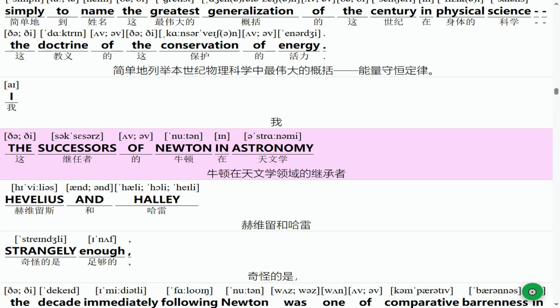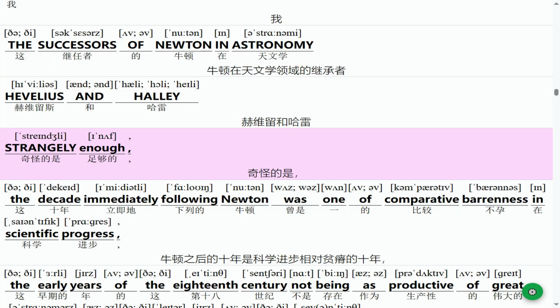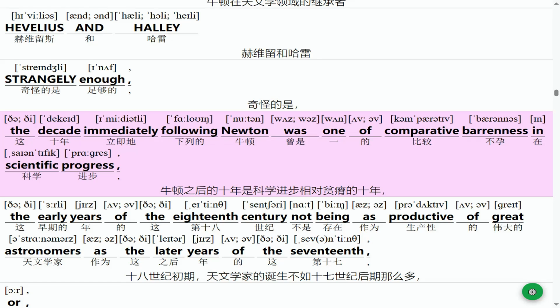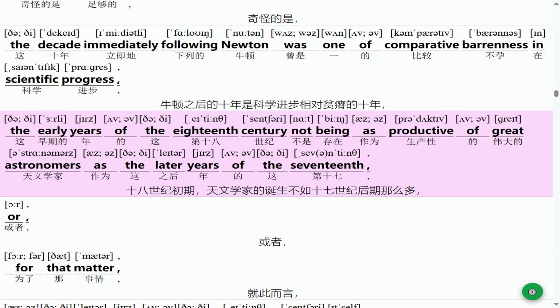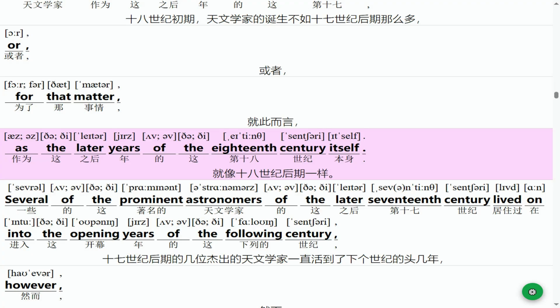The successors of Newton in astronomy: Hevelius and Halley. Strangely enough, the decade immediately following Newton was one of comparative barrenness in scientific progress, the early years of the 18th century not being as productive of great astronomers as the later years of the 17th, or, for that matter, as the later years of the 18th century itself.